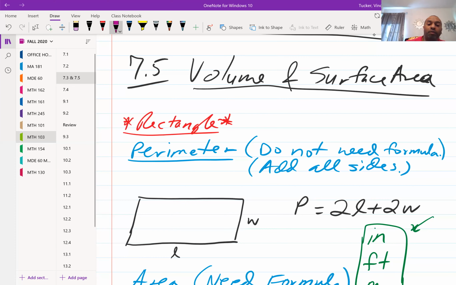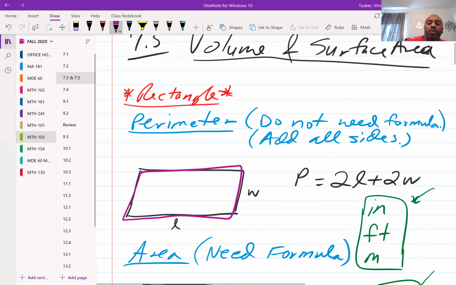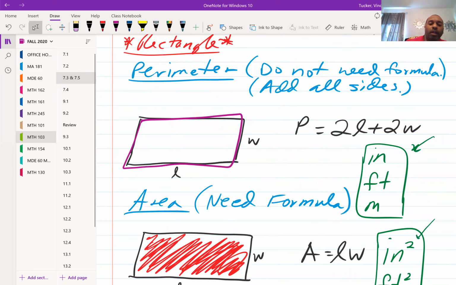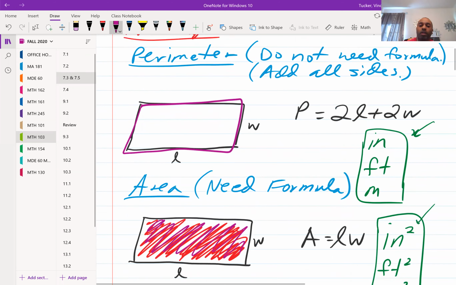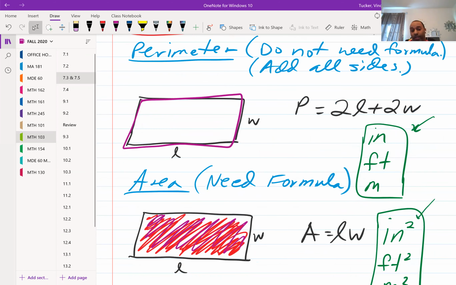But once again, if you do not have a formula for the perimeter, that's fine. All you have to do is add up all the sides. When you talk about perimeter, the perimeter is the outside, like your fencing. But the area is the inside, how much space a shape takes up. And so you will need a formula to calculate the area.